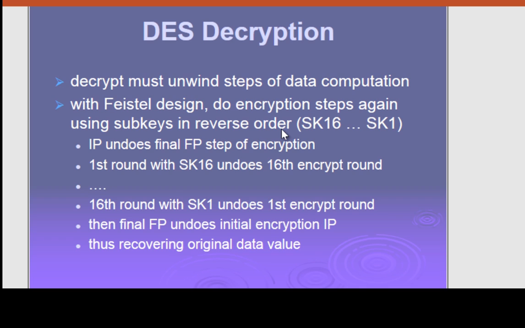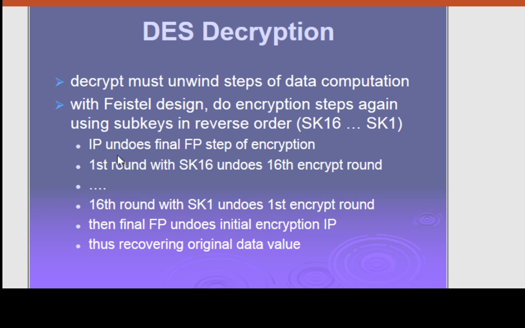That is, in encryption you use subkey 1 first in the first round, subkey 2 in the second round, subkey 3 in the third round, and so on. For the last round use subkey 16. Whereas in decryption, in the first round use subkey 16, in the second round use subkey 15, and the same process repeats, and in the last round use subkey 1. After that you will get the plain text.